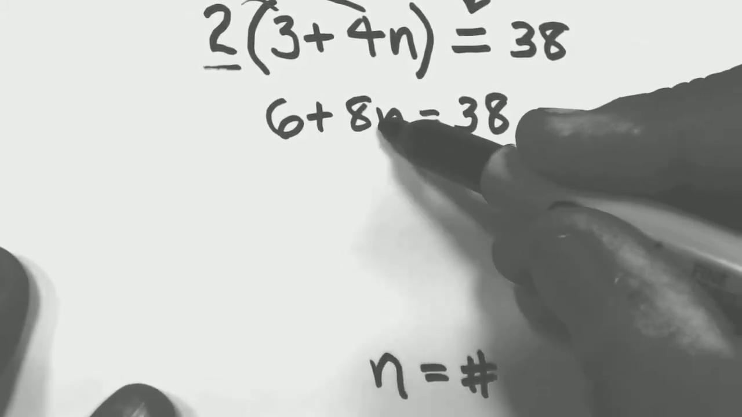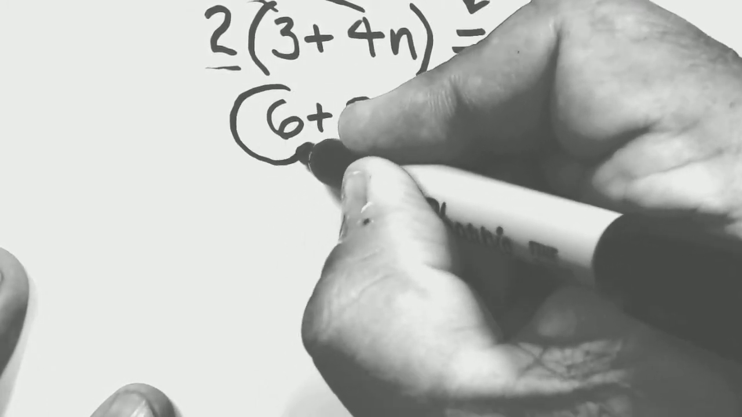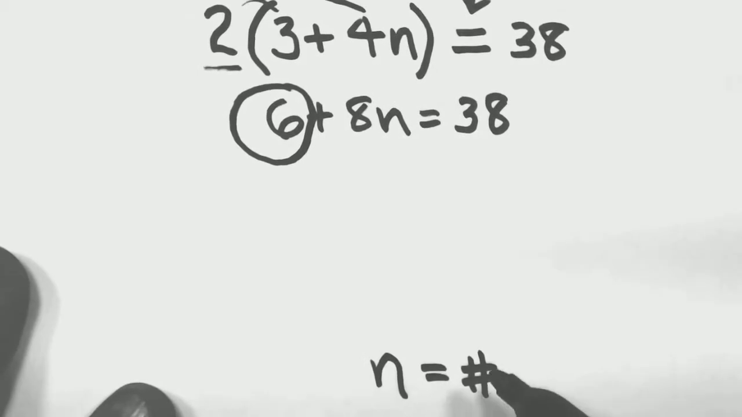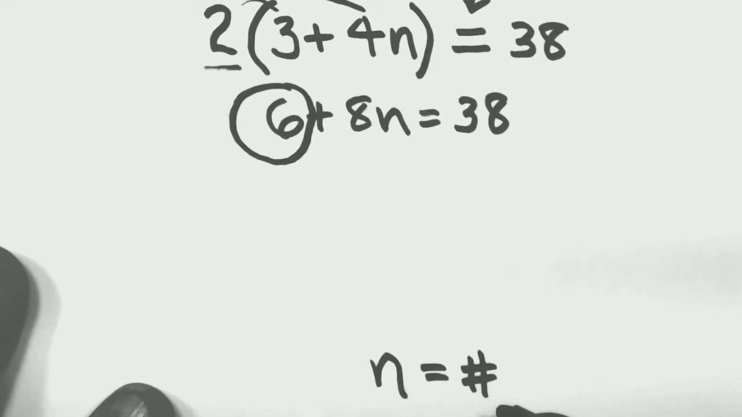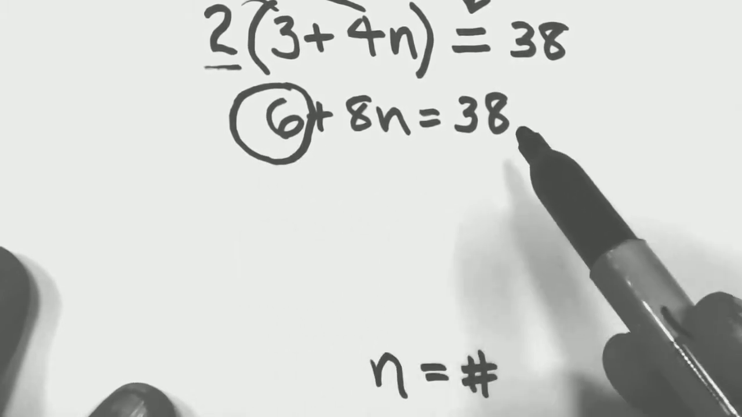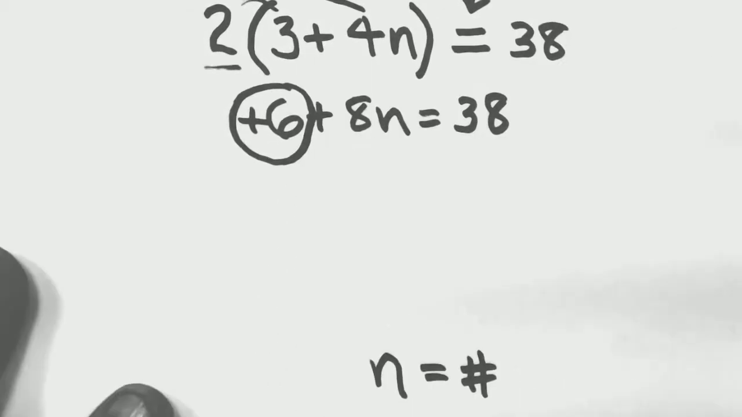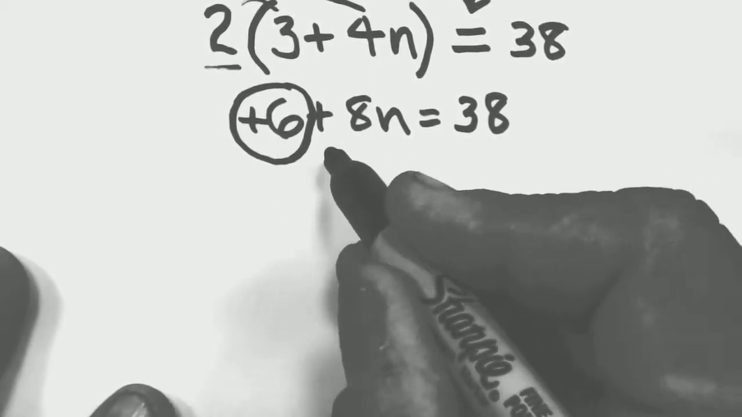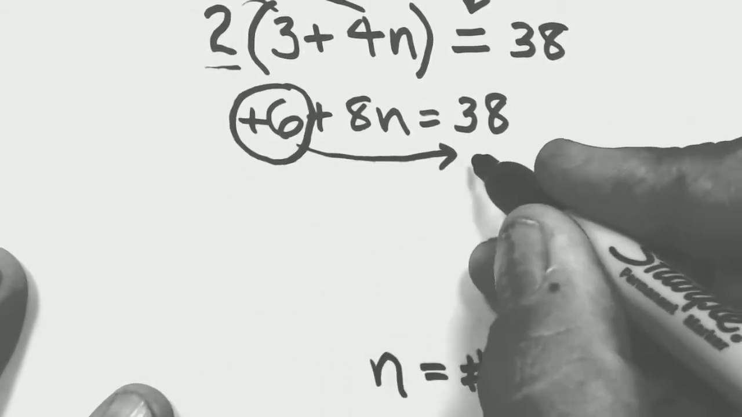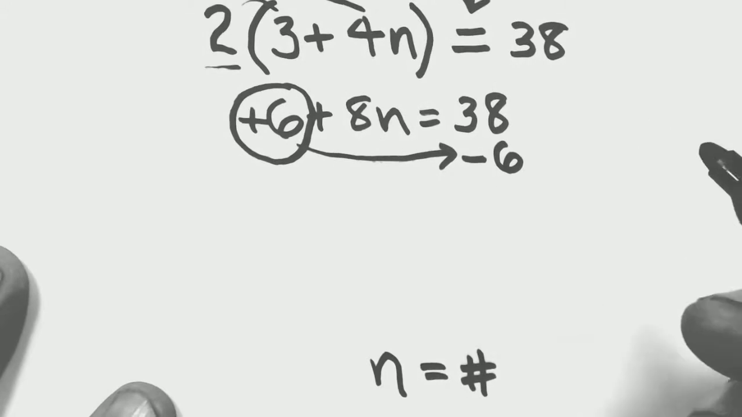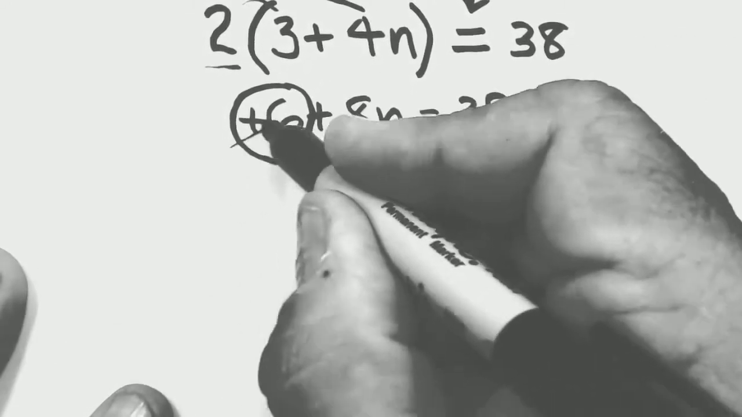So let's identify who we have to move. N's are okay on the left, so the plus 8n is okay. But the 6 out in front doesn't have any n's. It's got to move. Over on the right side, numbers are okay. 38's a plain number. So the only one that's in the wrong place here is the 6. Officially, it's a plus 6. Since we don't see a sign in front, we assume it to be positive. And now we move it over to the other side. And remember, the sign changes when you jump to the other side of the equal sign. So the plus 6 becomes negative 6.